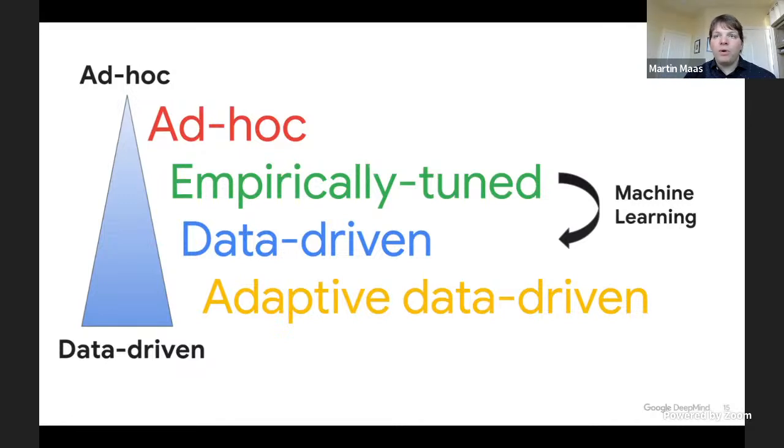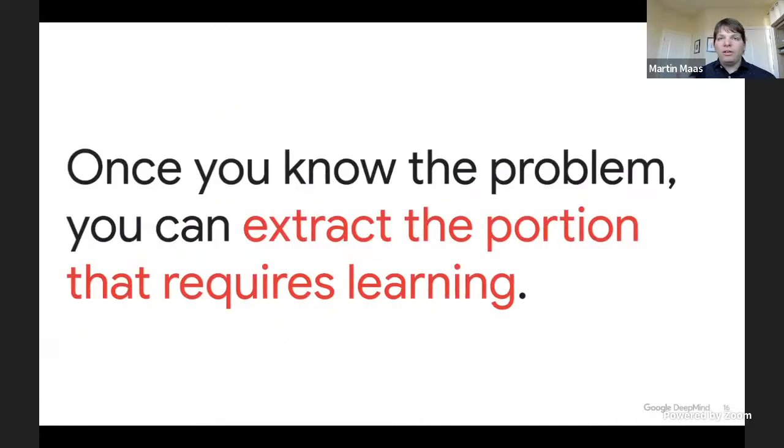And so once we consider this as the starting point, we can now start looking at the entire policy end to end and ask ourselves, okay, if machine learning is what gets us from empirically tuned to data-driven, what exactly is the machine learning model learning? This allows us to extract the exact portion of the problem that requires learning. And doing that has a number of advantages because it now allows drawing connections between different machine learning problems.